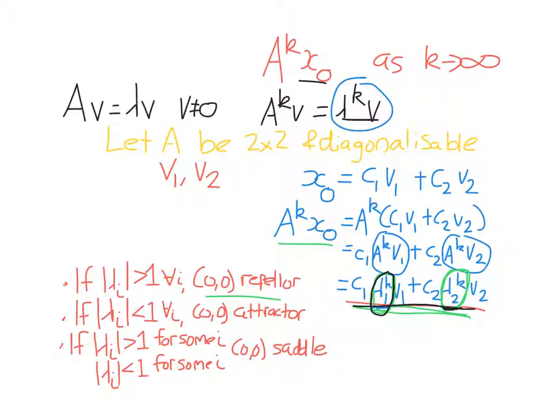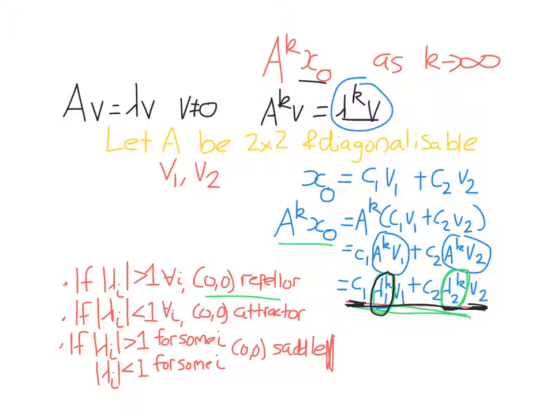There's just one exception, and the exception is if C1 is equal to 0. If C1 is equal to 0, that means that x0 is a multiple of v2, or x0 is an eigenvector of A corresponding to an eigenvalue that's less than 1. And if that's the case, then the whole thing would actually approach 0. So it approaches infinity as long as C1 is not equal to 0, but if C1 is equal to 0, then the whole thing will approach 0. So this means that if A has some eigenvalues more than 1 and some less than 1, it will almost always approach infinity, get larger and larger, unless the initial vector is an eigenvector corresponding to an eigenvalue less than 1.